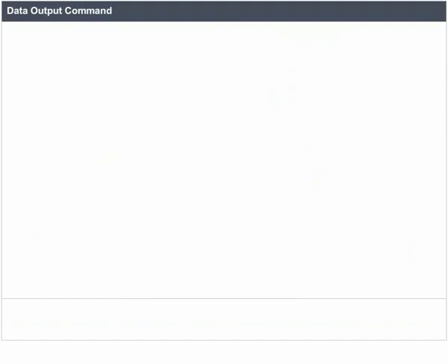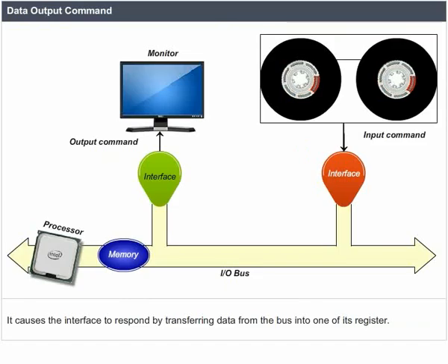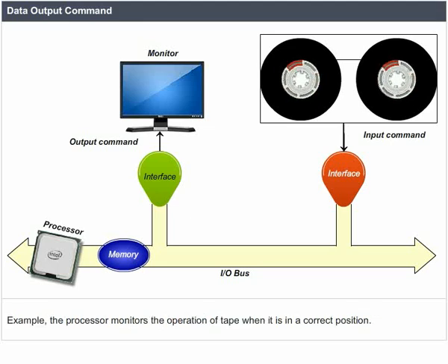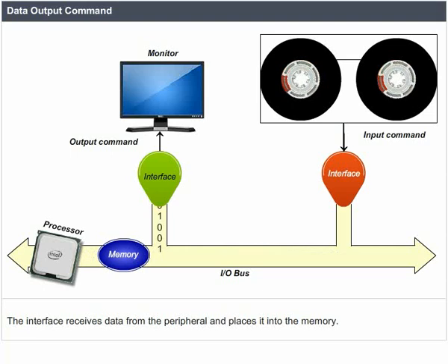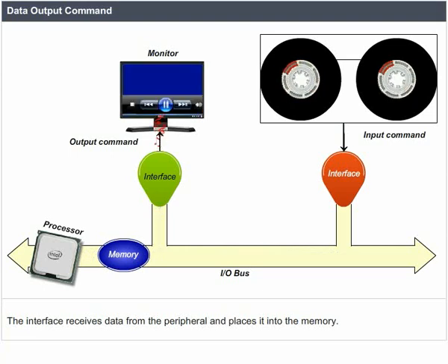Data output command. It causes the interface to respond by transferring data from the bus into one of its registers. Example, the processor monitors the operation of the tape, and when it is in the correct position, it issues a data output command so the information from the data line is transferred to the buffer register of the device. The interface receives data from the peripheral and places it into the memory.